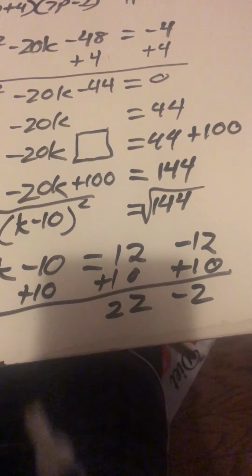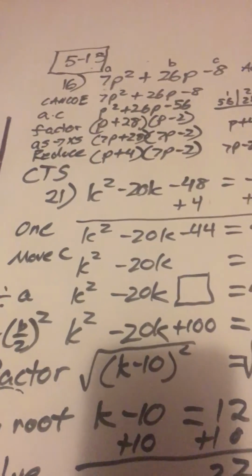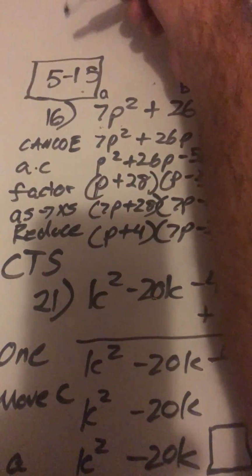Those are your answers right there, 22 and negative 2. And that was for worksheet 5-15.